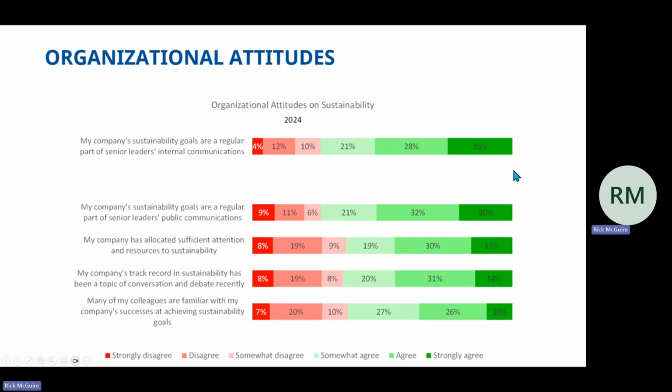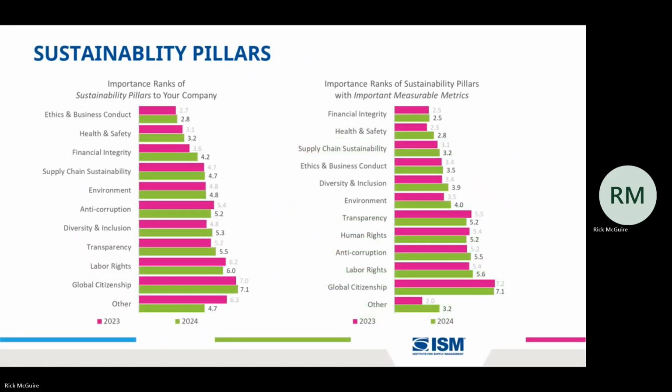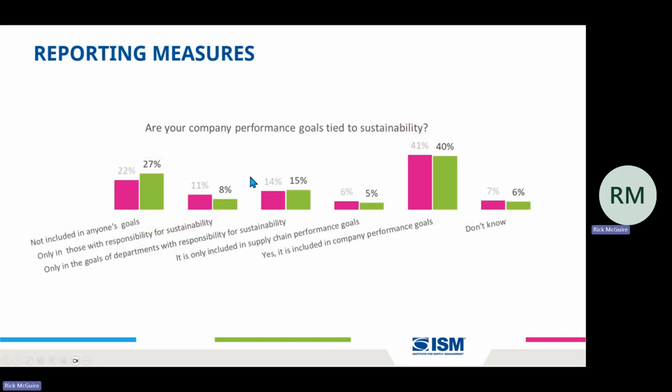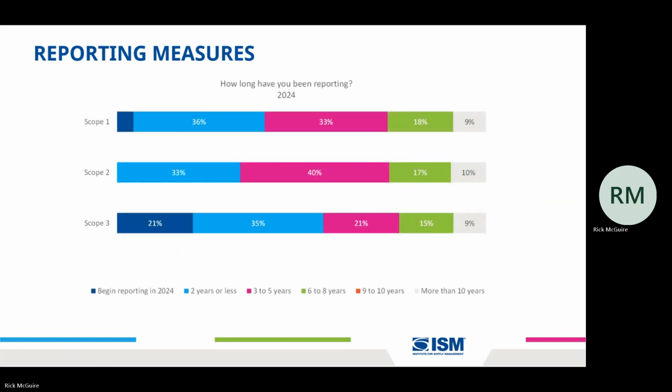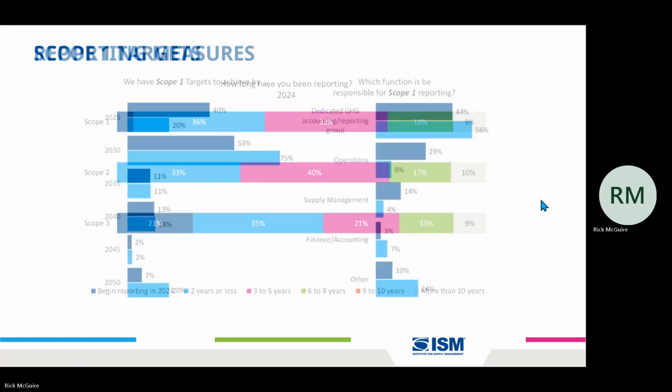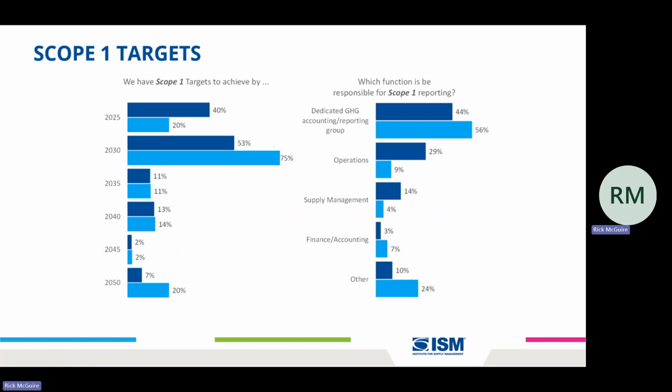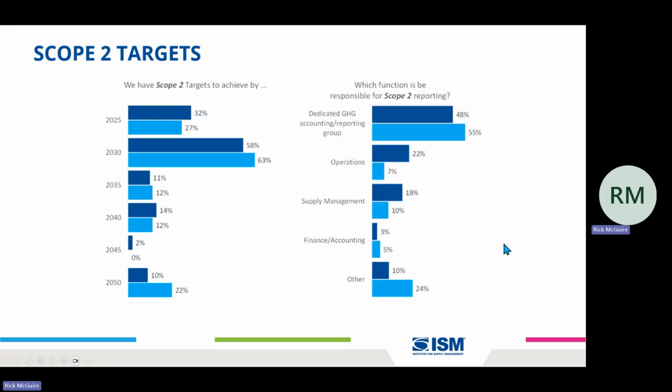Organizational attitudes on sustainability. Sustainability pillars. Performance goals tied to sustainability. Measurable benefits. We've been reporting on sustainability. Scope 1 targets. What function is to be responsible for Scope 1 reporting? I'm not really sure what Scope 1 is. Scope 2.